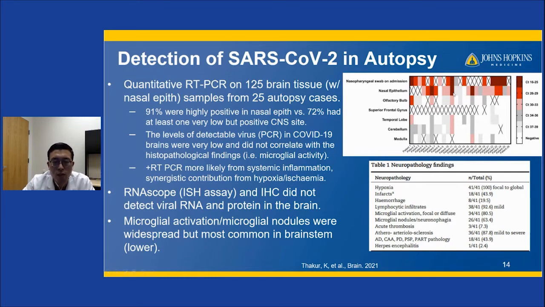And when you have positive findings in the CNS, or when you find the pathological findings in the brain, this is the breakdown. Hypoxia was really common. 41 out of 41, you see hypoxic changes, and the infarcts were pretty common, 44%. Hemorrhage was also 20%, pretty common.